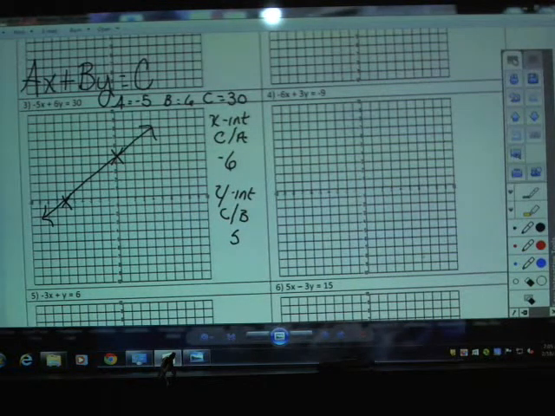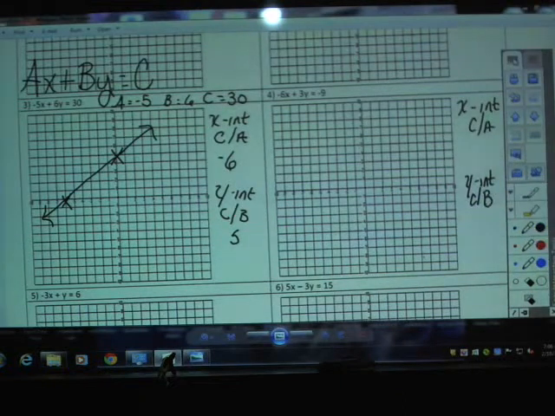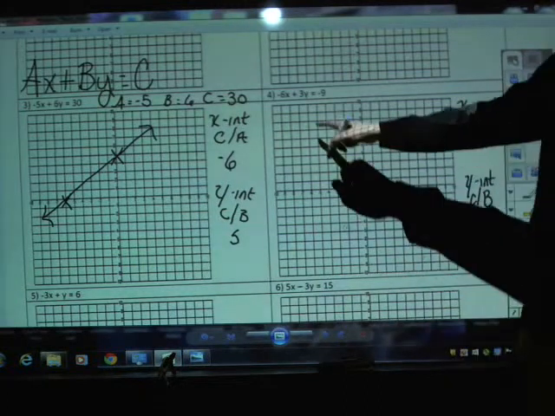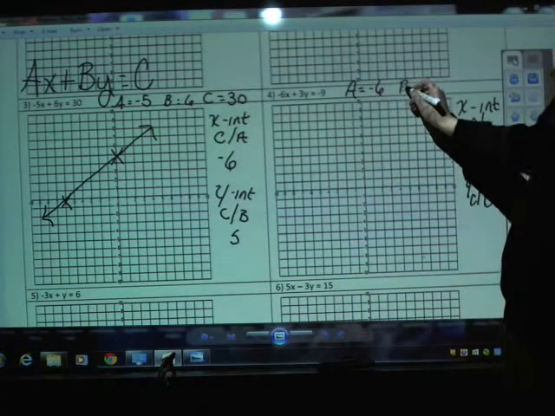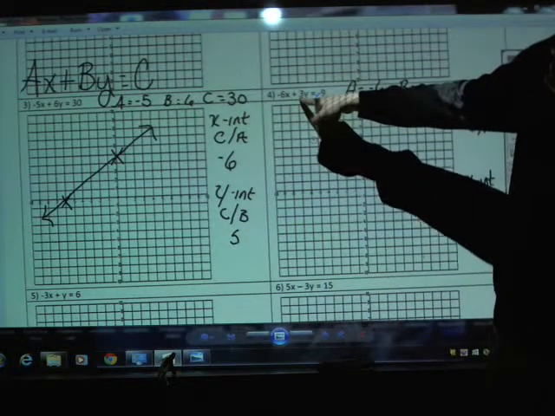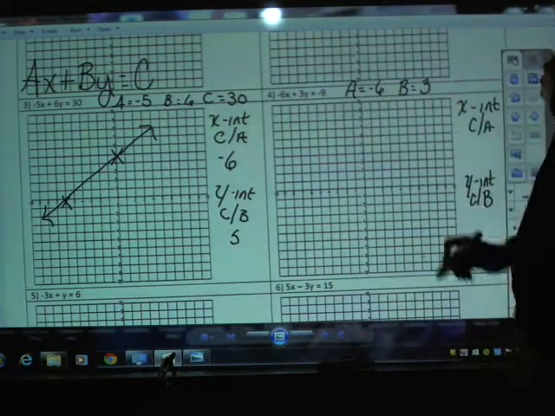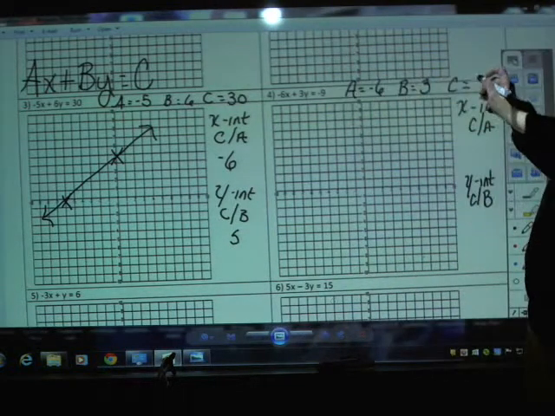So, x-intercept is, again, C over A. Y-intercept is C over B. Same formulas. Well, let's look at negative 6x plus 3y equals negative 9 and identify here. Again, A is whatever's in front of the x value. Well, in front of the x, I see negative 6. So A has to equal negative 6. The B value is whatever's in front of the y. Well, in front of the y, I see a 3. And the C value is this number hanging out at the end here, negative 9.